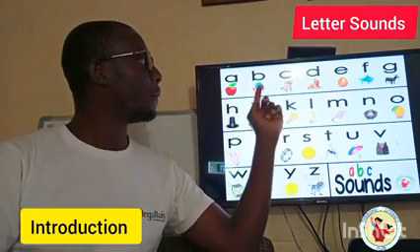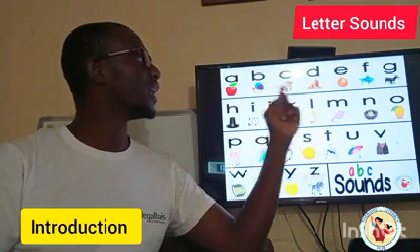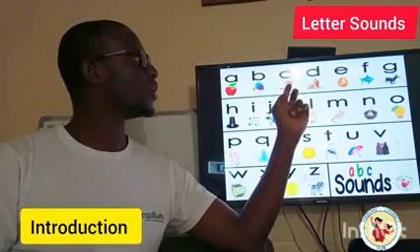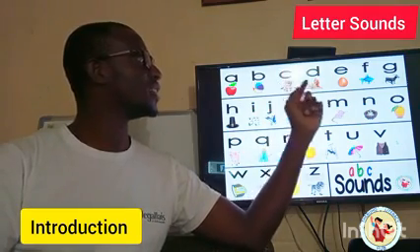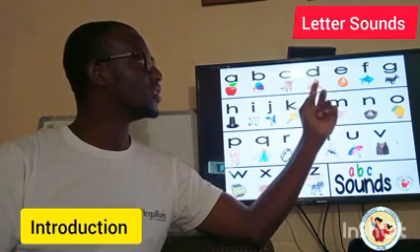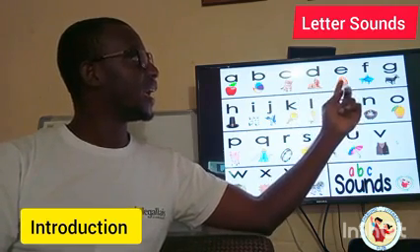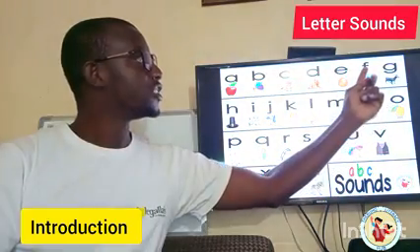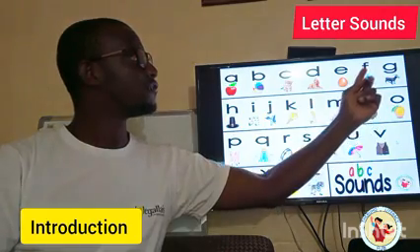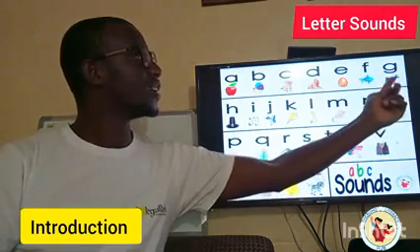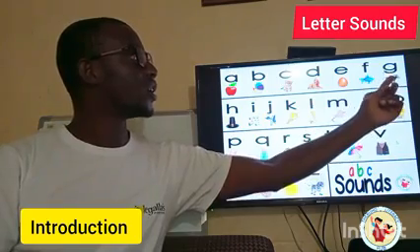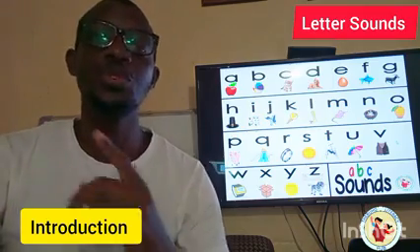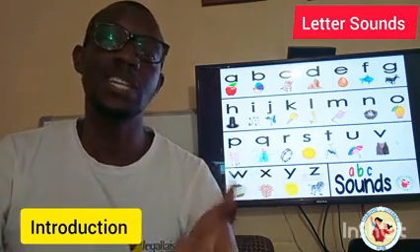Ball, b, ball. That's the sound for B. K, cat, k, cat. That's the first sound you make in the word cat, which is the sound for C. D, dog, d, dog. E, egg, e, egg. Fish, fish. G, goat, g, goat. So these images are actually a guideline to you knowing what sounds those particular letters have.